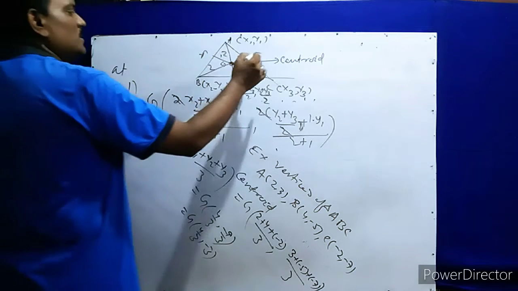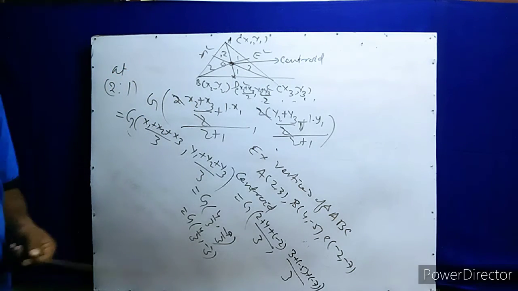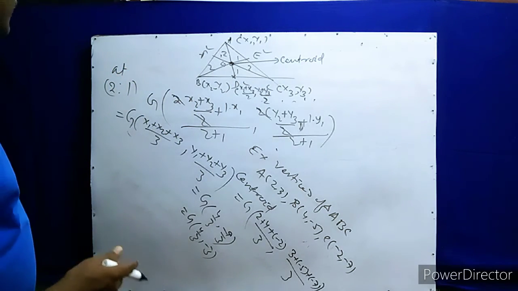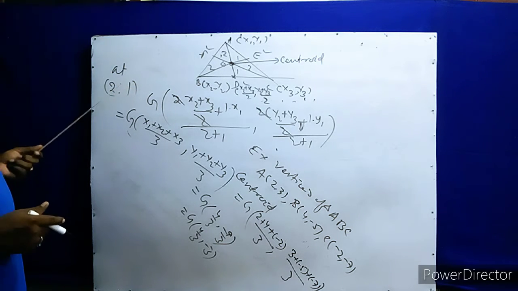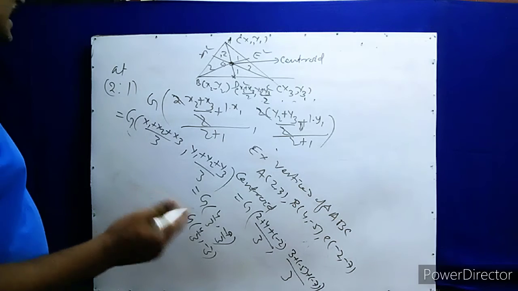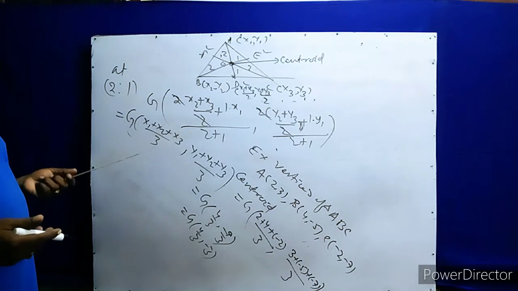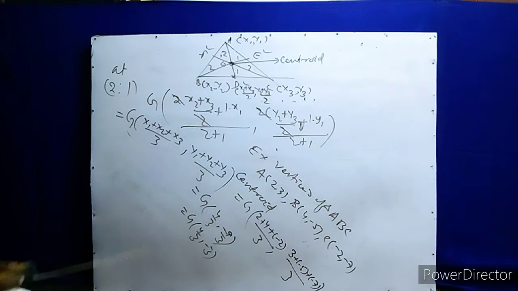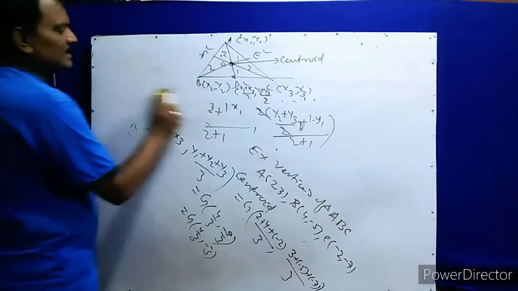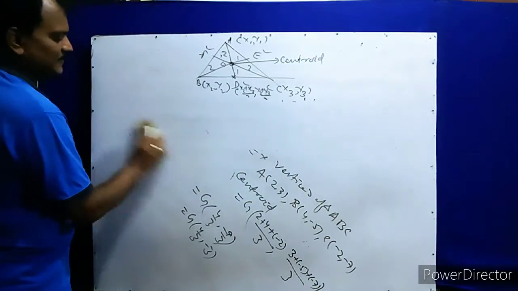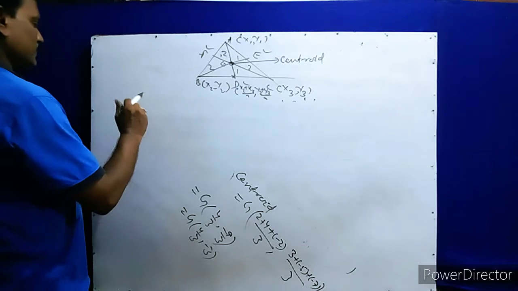Suppose here the midpoints are given. This is one of the entrance type questions. Suppose the midpoints of the 3 sides are given. Then how to find the vertices of the triangle, and also the centroid of the triangle? How to find the centroid? This is the special case for the entrance.